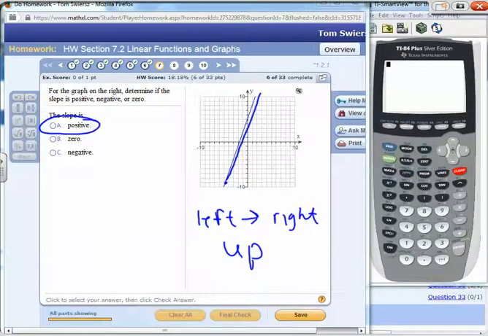So any line, if it was going like this, again, we're going up, a point here, this point is higher than that point, we're going up, so the slope is positive. Okay? So that's all you have to do for that one, is look at the direction of the line from left to right. If it's going up, it is positive. All right?